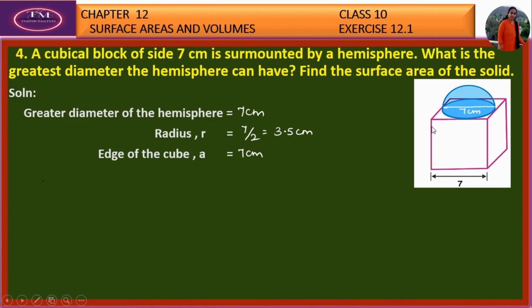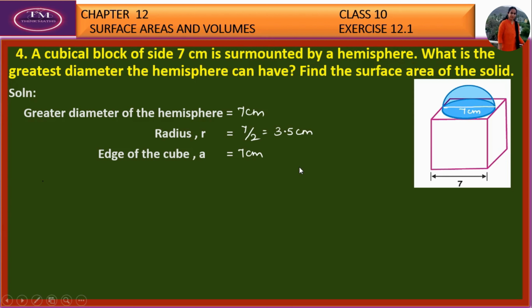So we know that the surface area of the solid is nothing but the surface area of the cube plus the curved surface area of the hemisphere minus the base area of the hemisphere. Because in the cube, we include the base area, but this base area is hidden by the hemisphere. So we have to take it out.